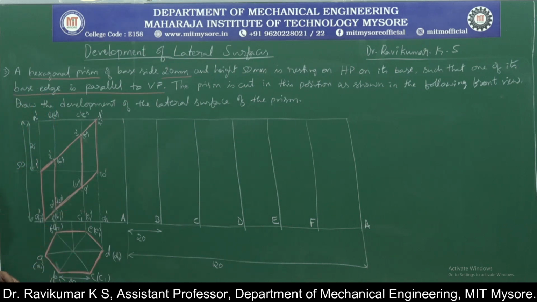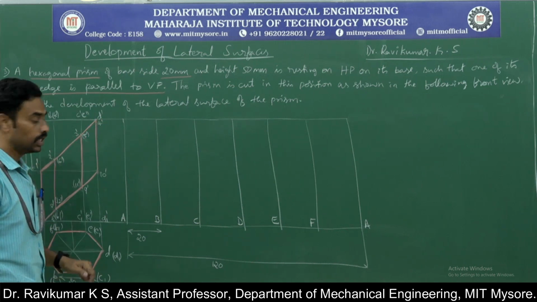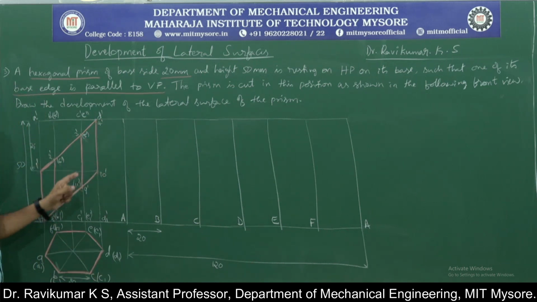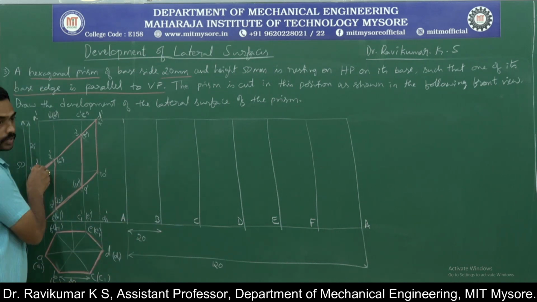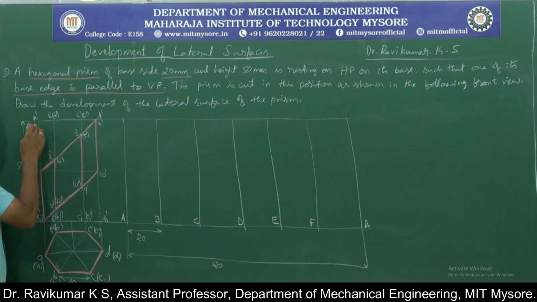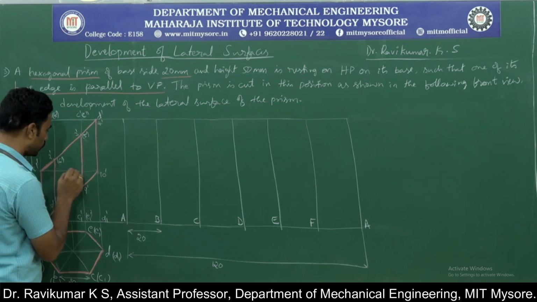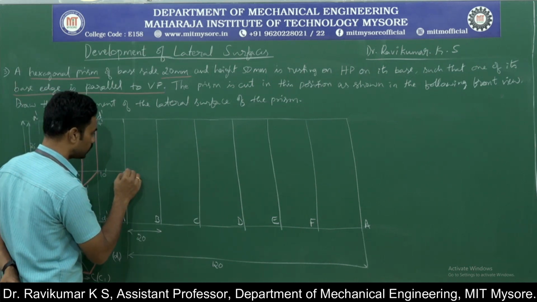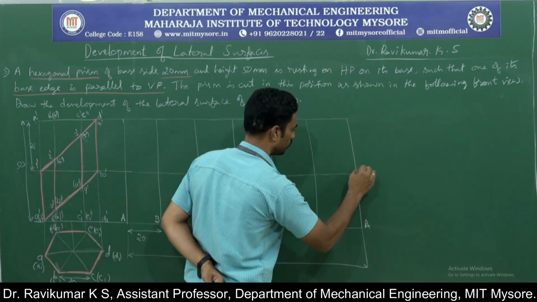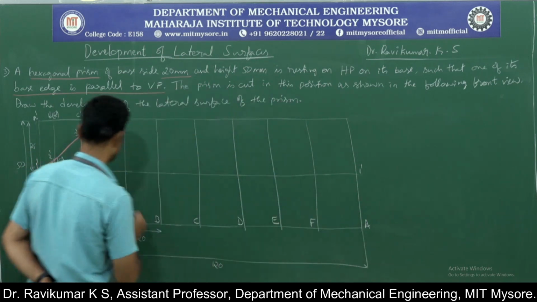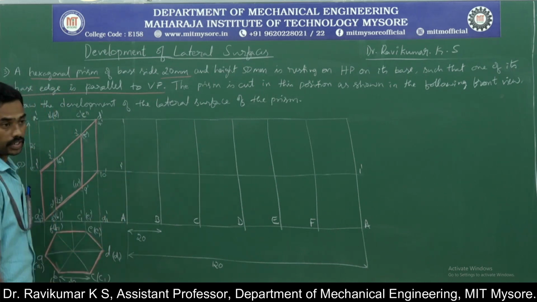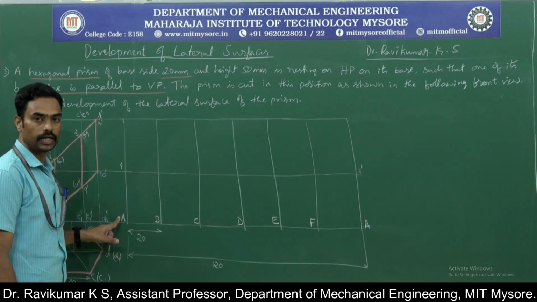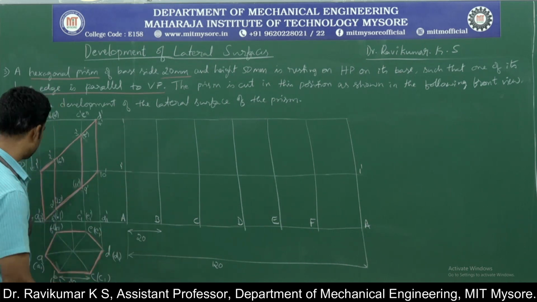Now start extending the lines from 1 dash, 2 dash, 3 dash, 4 dash, 5 dash, 6 dash, similarly 7 dash, 8 dash, 9 dash, 10 dash, 11 dash, 12 dash. This 1 dash is the point where the section plane cuts the edge A dash, A1 dash. So extend this with A dash, A1 dash. This is 1 dash. That is the edge A. Capital letter A means A dash, A1 dash.